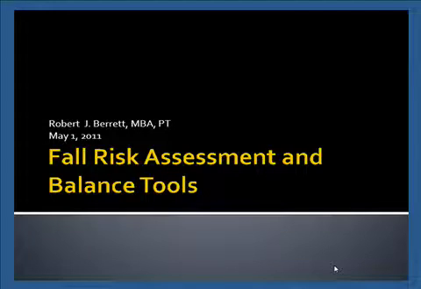I am Robert Barrett. I am a physical therapist currently working at Lantern Park Nursing and Rehabilitation Center in Coralville. I will be discussing the evaluation techniques and balance tools we as physical therapists use to assess the elderly who are at risk for falls.